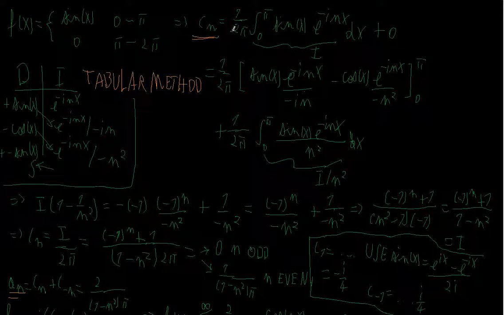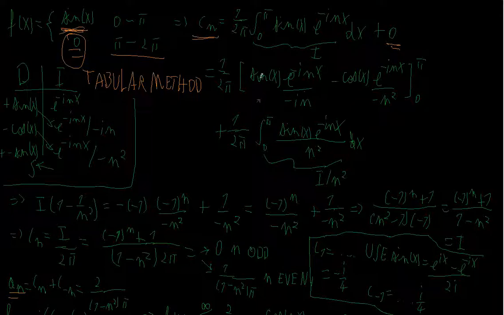So I take my complex Fourier coefficients, so 1 over 2 pi times the integral from 0 to pi of sine x e to the minus i n x dx plus 0. Okay, why 0? Because the integral from pi to 2 pi is simply 0, because our function is defined as 0 there. But from 0 to pi we have sine of x, okay?